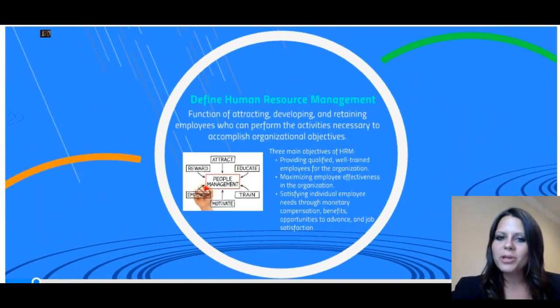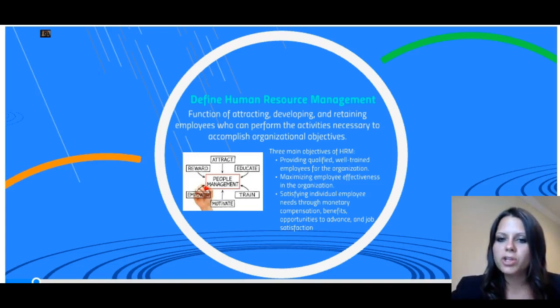So let's talk about what human resource management is. It's the function of attracting, developing, and retaining employees who can perform the activities necessary to accomplish the goals of the organization. The 3 main objectives of human resource management are to provide qualified, well-trained employees for the organization.